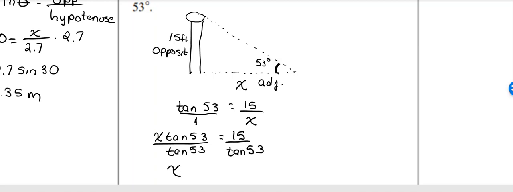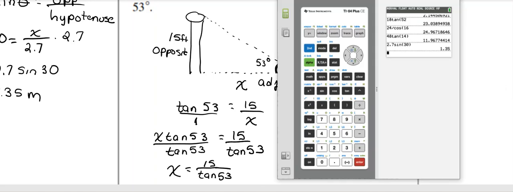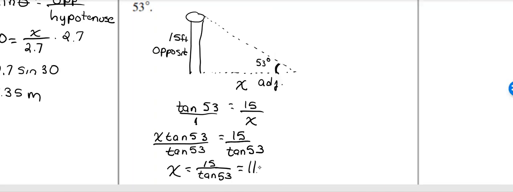So I get x is equal to 15 over tan 53. And to determine that, I'm going to use my handy dandy calculator. I already know that I'm in degrees, so I'm going to do 15 divided by tan 53. And I get 11.3.